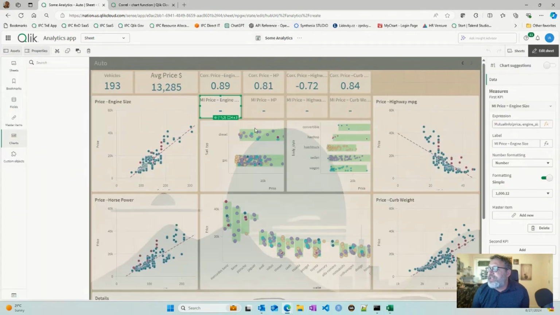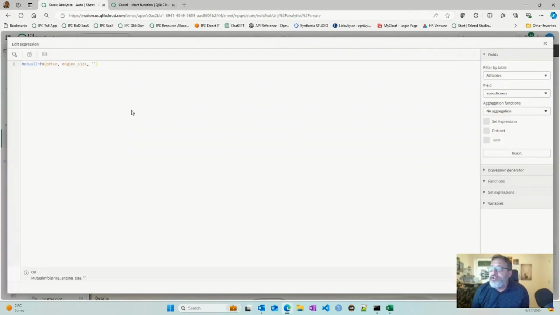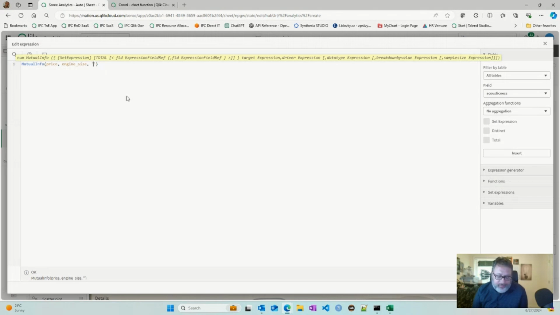So what is the difference? How do I know? Basically, continuous is anything that is a number. Anything that you can sum or average is a continuous variable. So price and engine size, they are both continuous. So I'll put CC, continuous, continuous. Discrete is everything you have to count. You cannot sum. And we'll get to that.